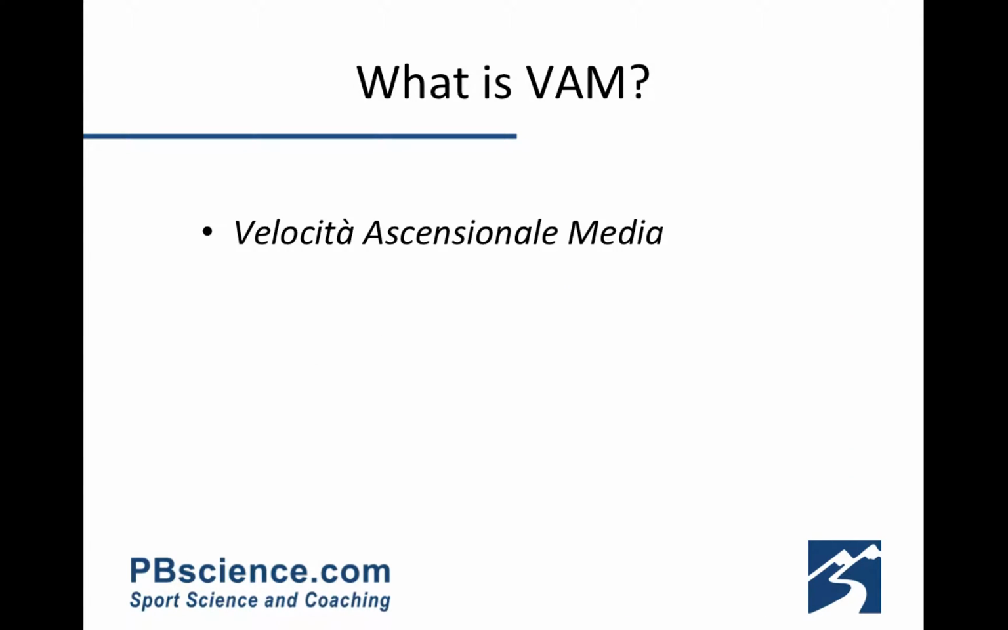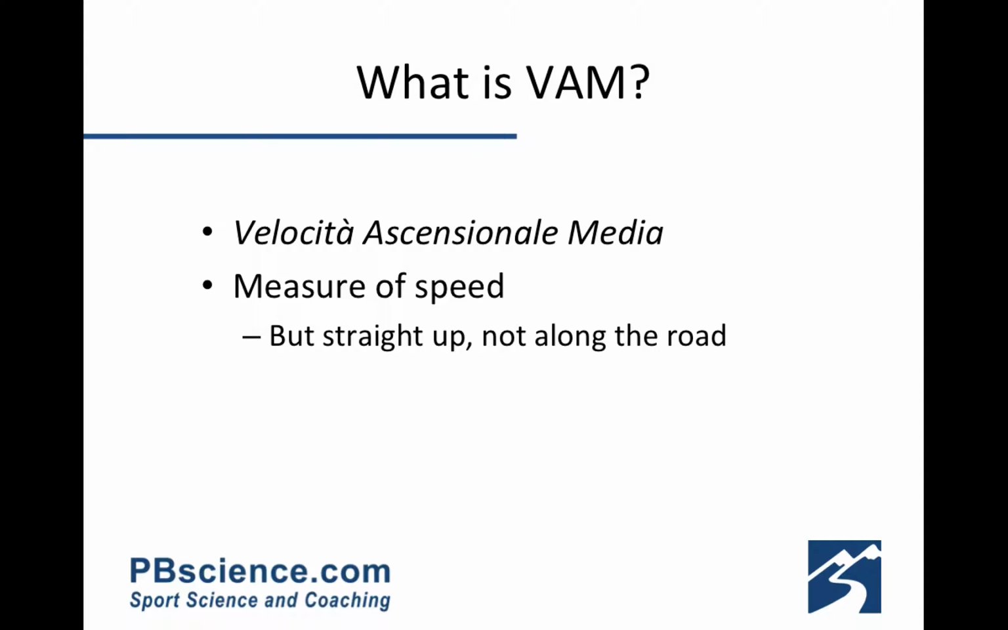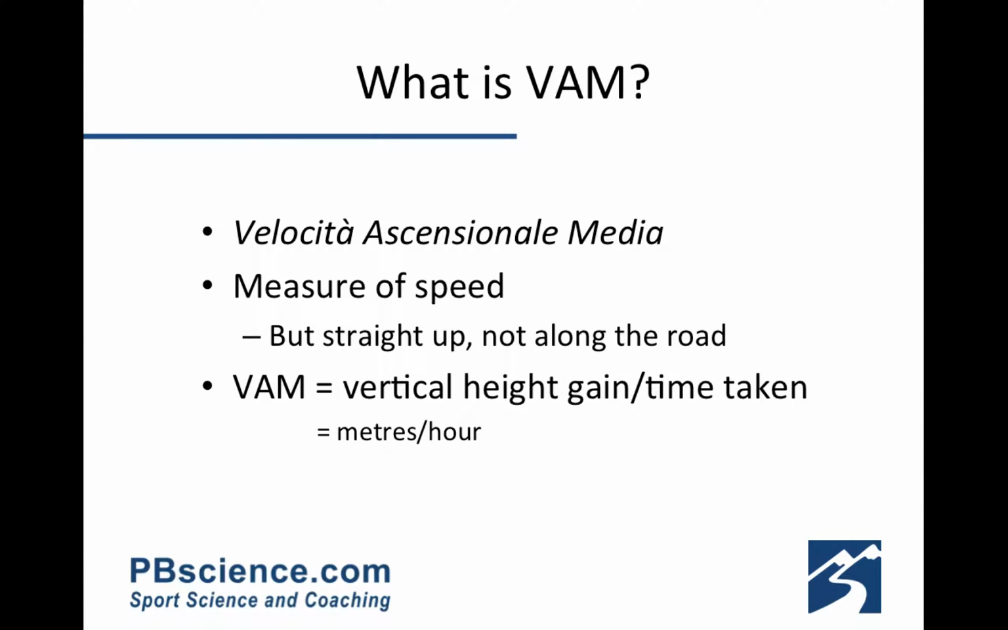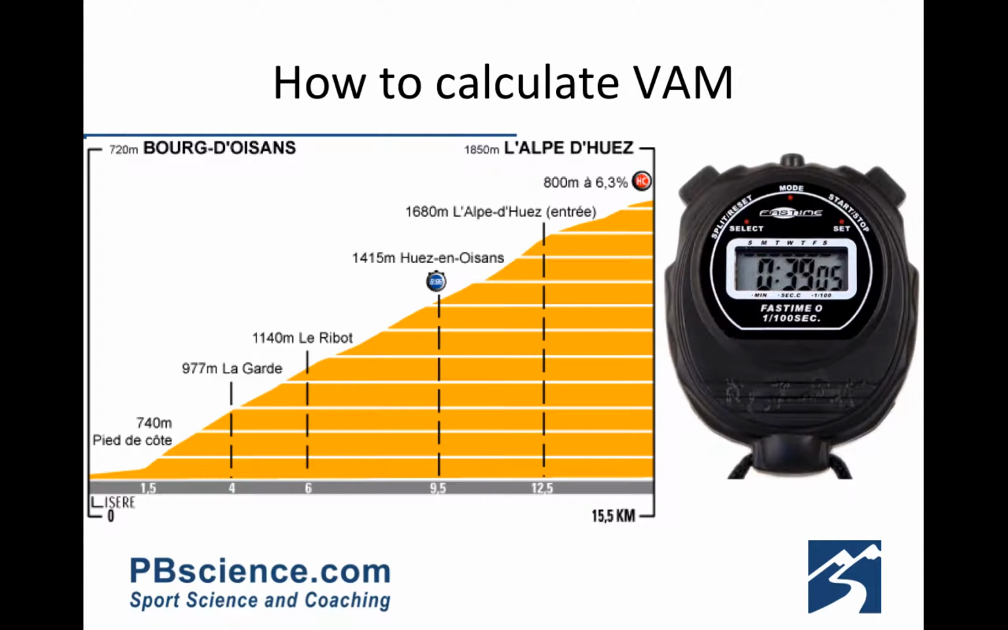So what is VAM? I won't butcher the Italian language by trying to pronounce that, but at least you know what it stands for. Essentially, it's a measure of speed. But we're interested in speed straight up and not along the road. So it's the vertical component of speed rather than the speed you'll have on your bike computer. It's calculated simply by taking the vertical height gain and dividing it by the time taken, and it's typically presented in meters per hour. So at this point, if you're still not sure, maybe an example will help you.